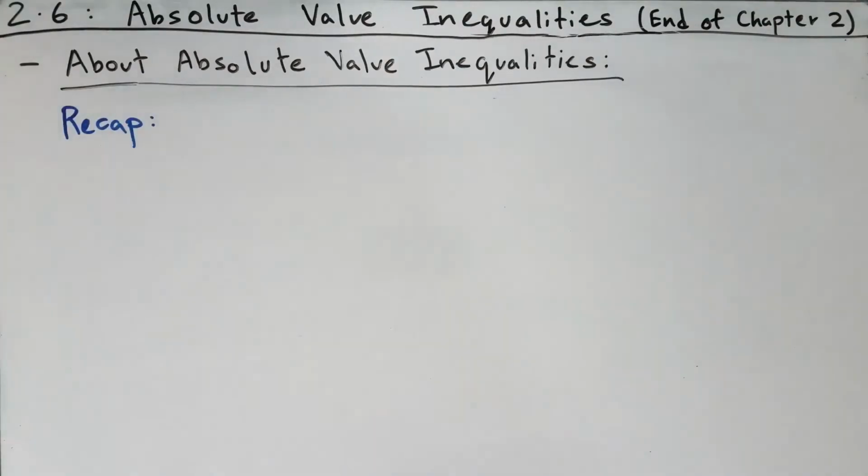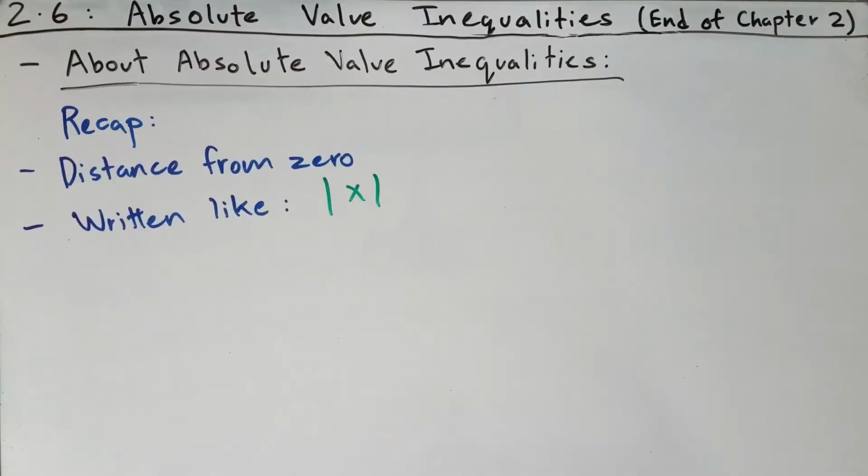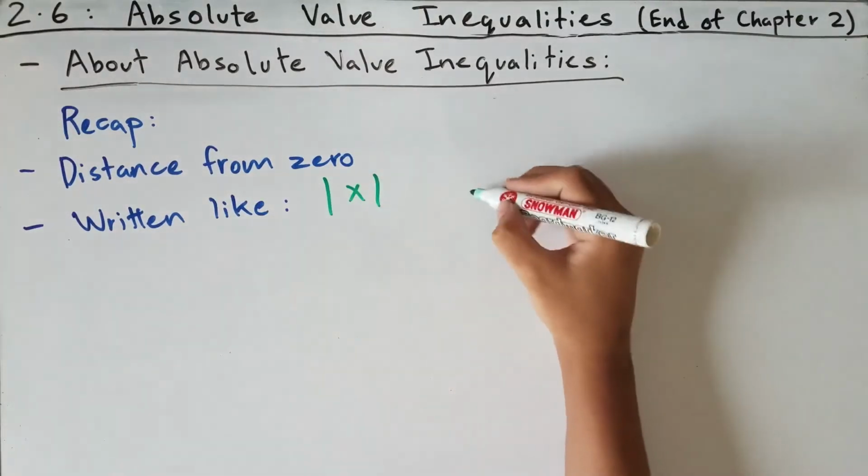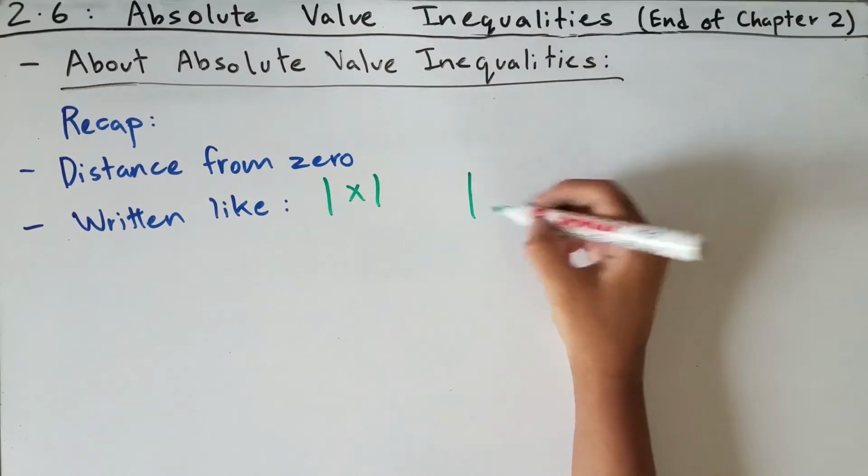Before I talk about inequalities involving absolute value expressions, let's do a recap on what the term absolute value even means. Absolute value is an expression in mathematics which determines the distance of some number from zero. In chapter 1 we learned about absolute value, and the notation for absolute value looks like this. You have two bars and you have some variable or some number in it.